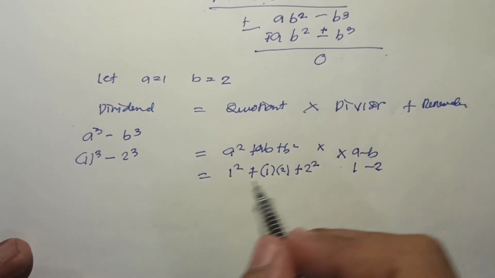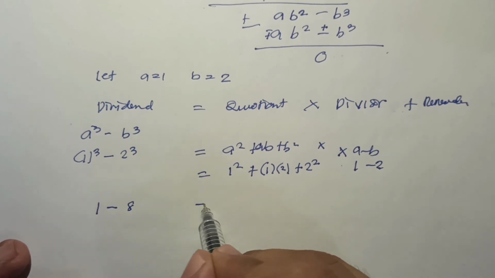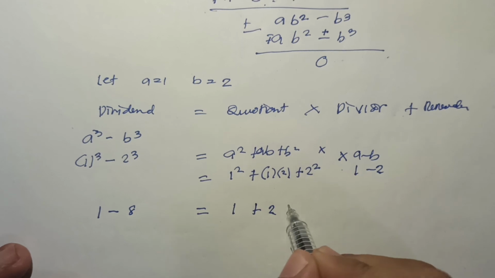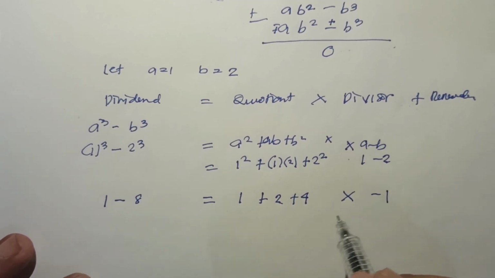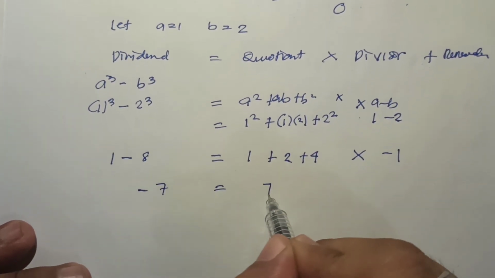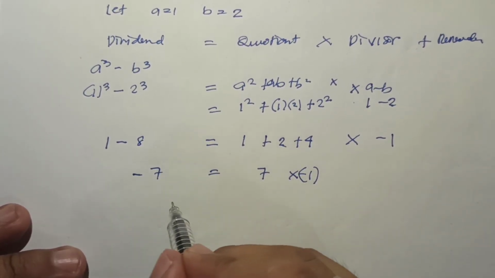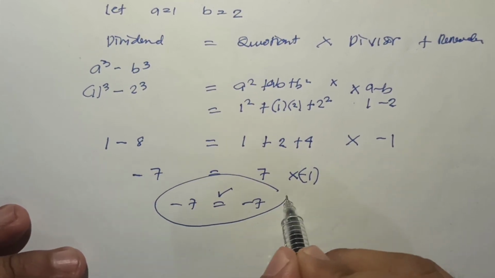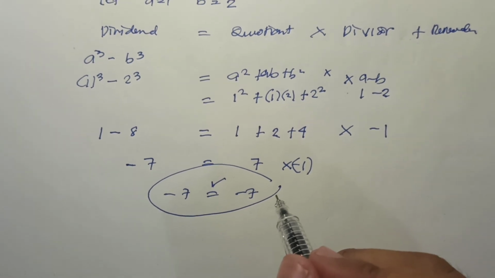So multiply here. So this is 1 minus 8 is equal to 1 plus 2 plus 4 times negative 1. So negative 7 is equal to 7 times negative 1. So therefore, negative 7 is equal to negative 7. So check it. So therefore, our result is okay. That is our answer.